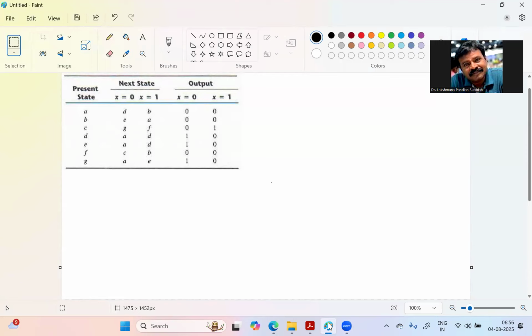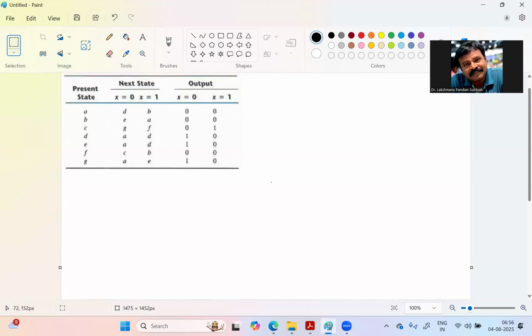Good morning, students. In this lecture, we are going to solve another problem for state reduction using an implication table. Here you see the present states, A to G. Here we have the transitions, and the corresponding outputs are shown. Now you have to draw the implication table first.